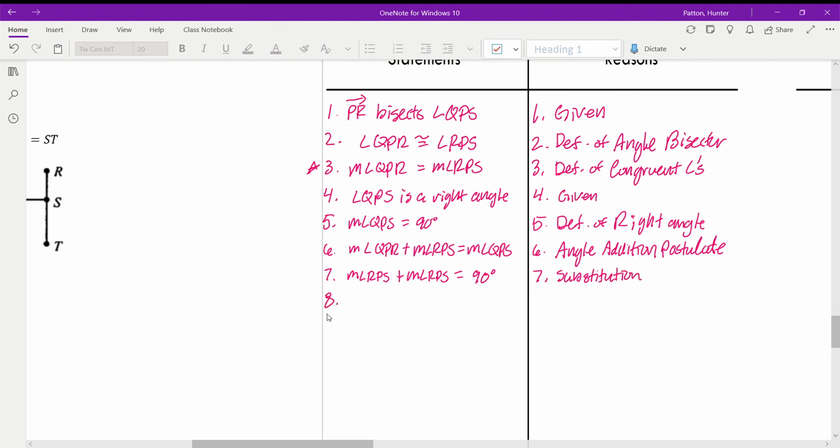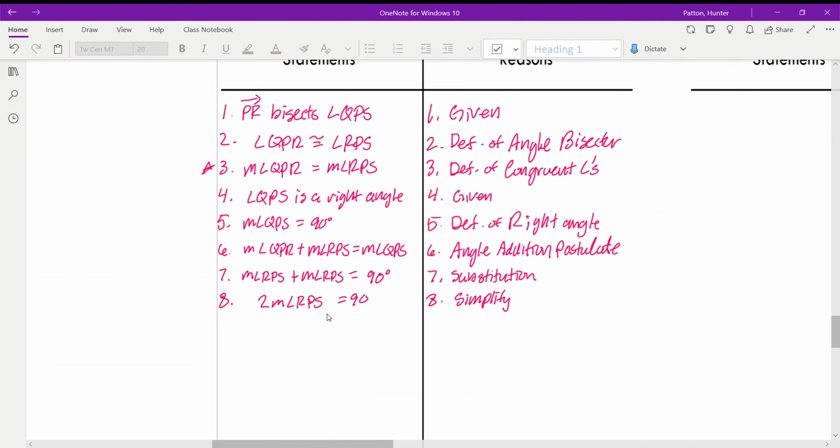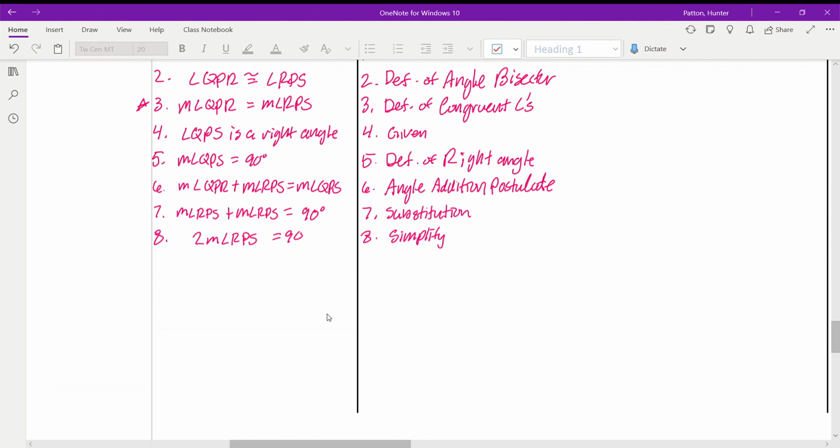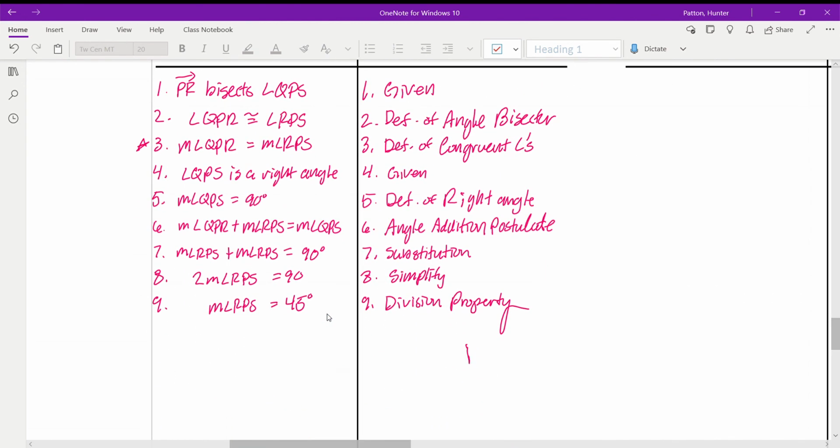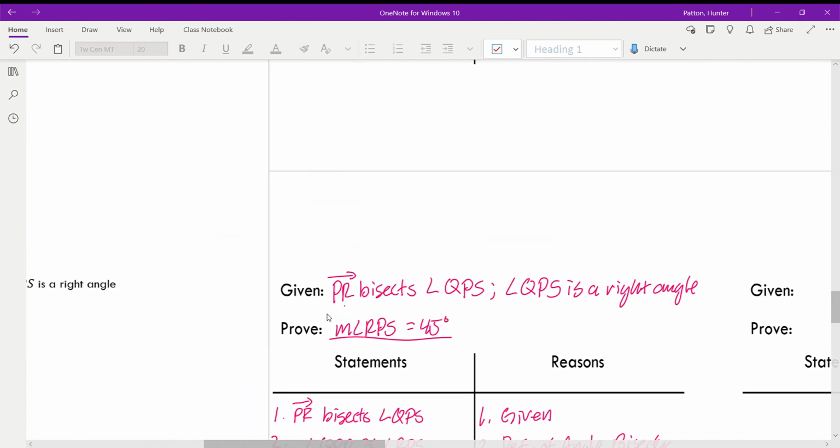Step 8. Now let's combine like terms. 2 times the measure of angle RPS is equal to 90, by simplify. Then divide both sides by 2. The measure of angle RPS is equal to 45 degrees by the division property. And that's where we want to be, so we're finished. That's number 9.